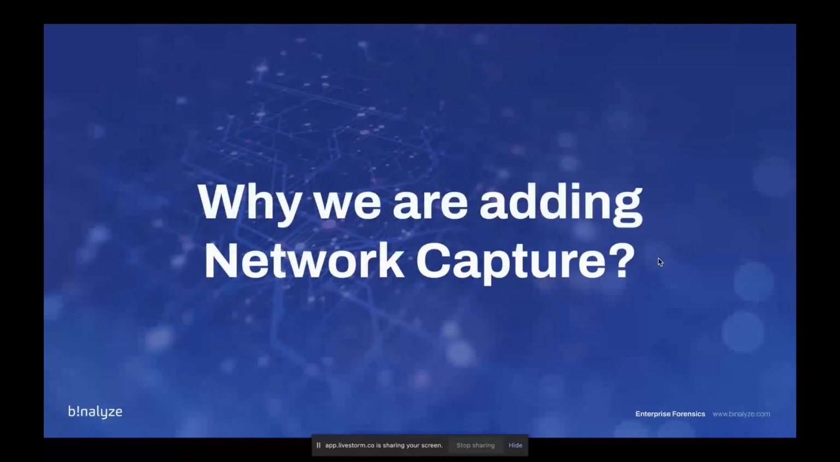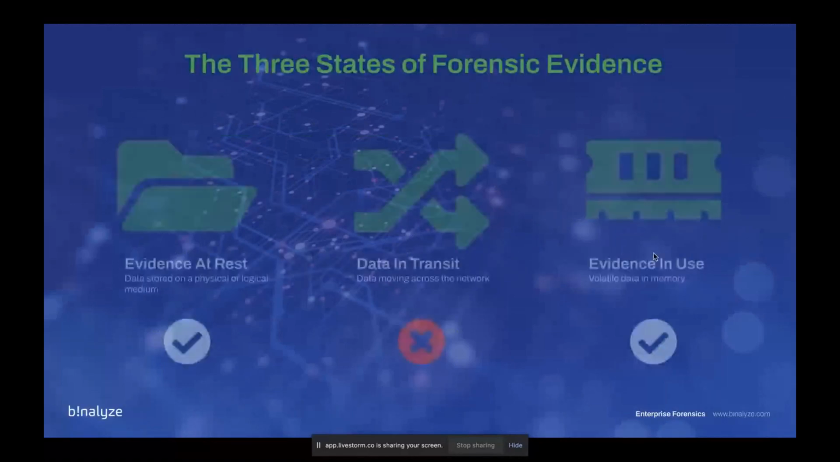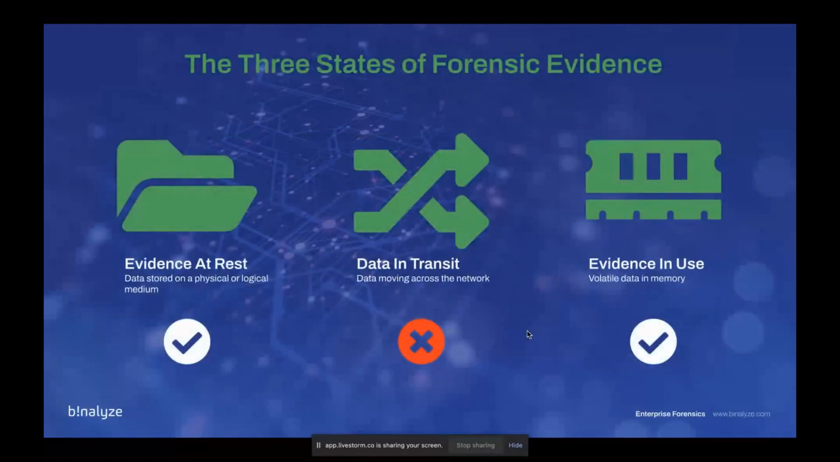So, before we start with the network capture, why are we adding this feature to Binalyze AIR here? Actually, there are 3 states of forensic evidence, and as of the latest version of AIR, we already covered the data in use, which is the volatile data, basically a RAM image, and data at rest, which is the data stored in a physical or logical medium, which is the volume of the endpoint. The only missing piece was data in transit.